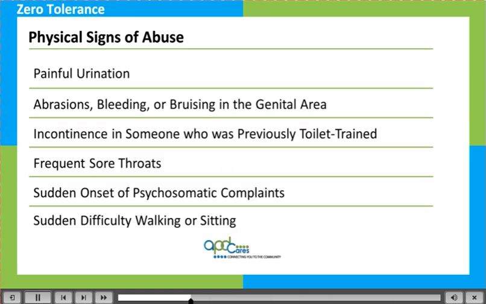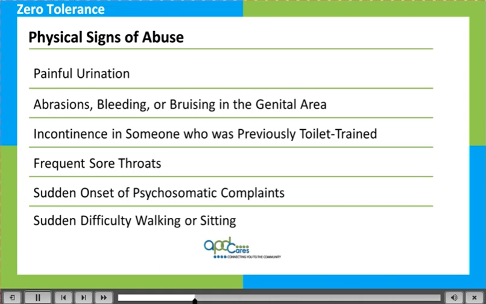More physical signs of abuse are painful urination, abrasions, bleeding, or bruising in the genital area, incontinence in someone who was previously toilet trained, frequent sore throats, sudden onset of psychosomatic complaints. Males most frequently complain of stomach aches while females most frequently report headaches. Sudden difficulty walking or sitting.